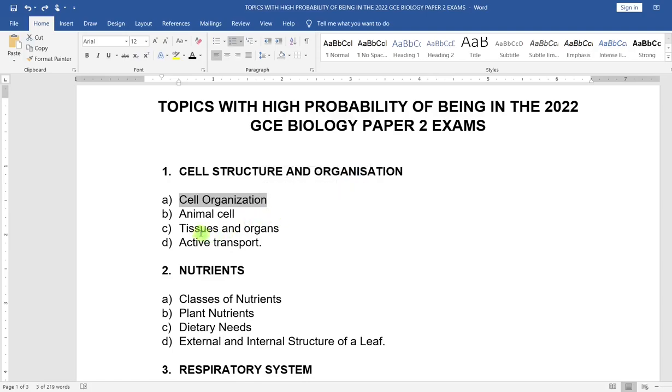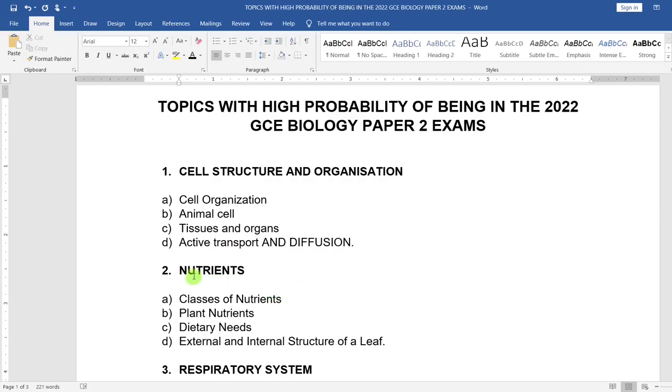Also in paper 2 there hasn't been a question on the animal cell asking you to state the parts and their functions. I haven't seen a question on tissues and organs, which relates to cell organization. And again, I haven't seen a question on active transport as well as diffusion. Guys, here I forgot to put diffusion. So active transport and diffusion, I haven't seen a question appearing here.